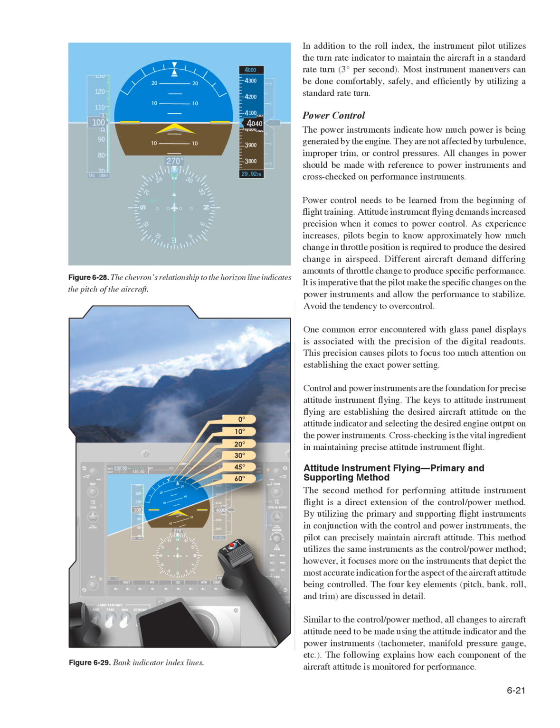The four key elements, pitch, bank, power, and trim, are discussed in detail. Similar to the control/power method, all changes to aircraft attitude need to be made using the attitude indicator and the power instruments, tachometer, manifold pressure gauge, etc. The following explains how each component of the aircraft attitude is monitored for performance.